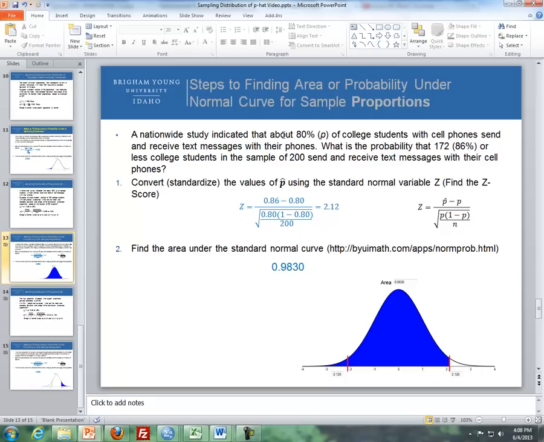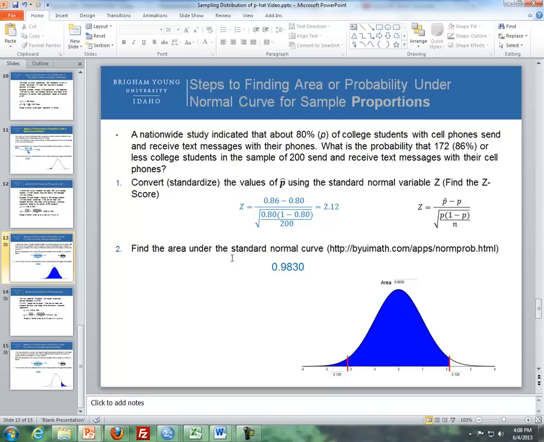A nationwide study indicated that about 80% of college students with cell phones send and receive text messages with their phones. What is the probability that 172, or 86%, or fewer college students in the sample of 200 send and receive text messages with their cell phones?